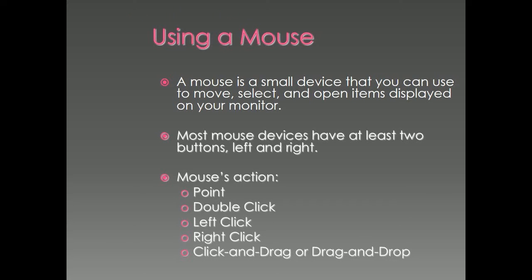Using a mouse. A mouse is a small device that you can use to move, select, and open items displayed on your monitor. Most mouse devices have at least two buttons, left and right. Mouse actions: point, double click, left click, right click, click and drag, or drag and drop.